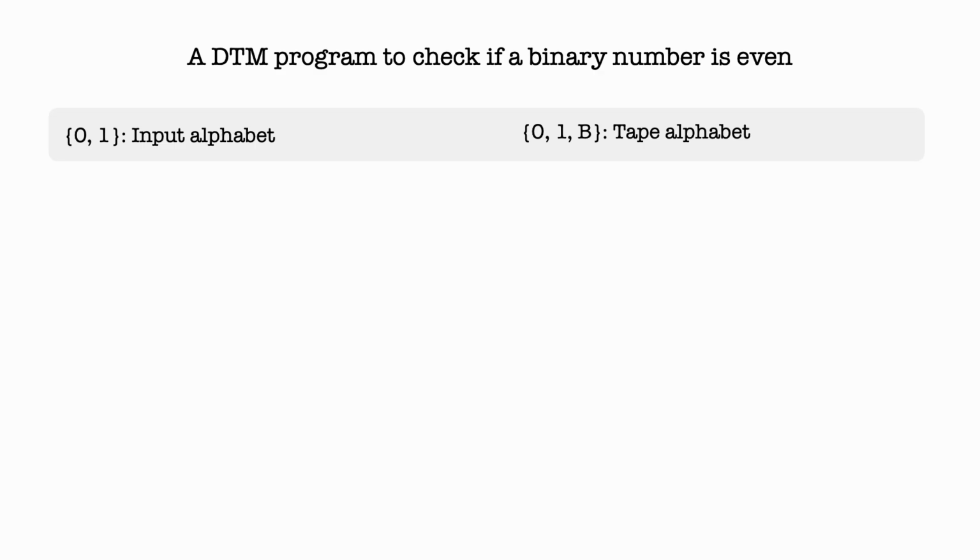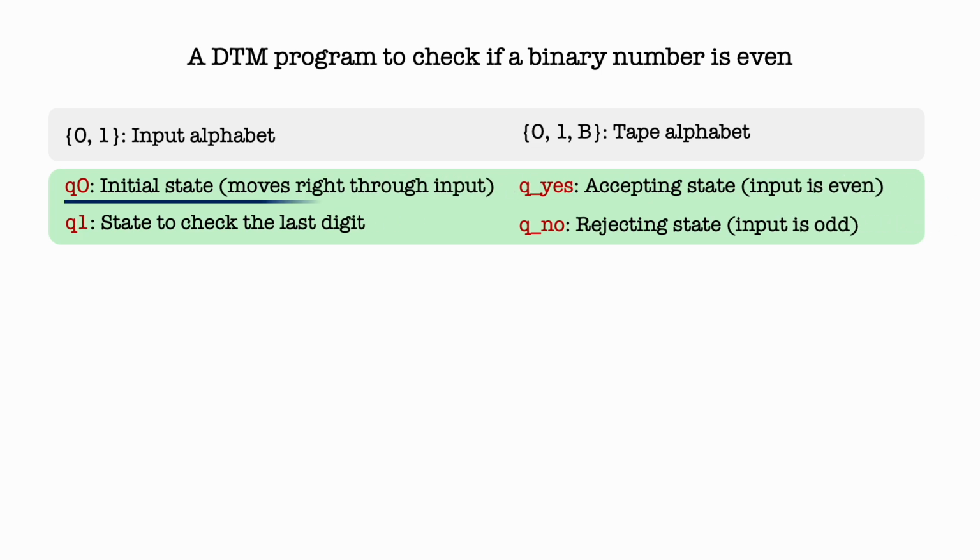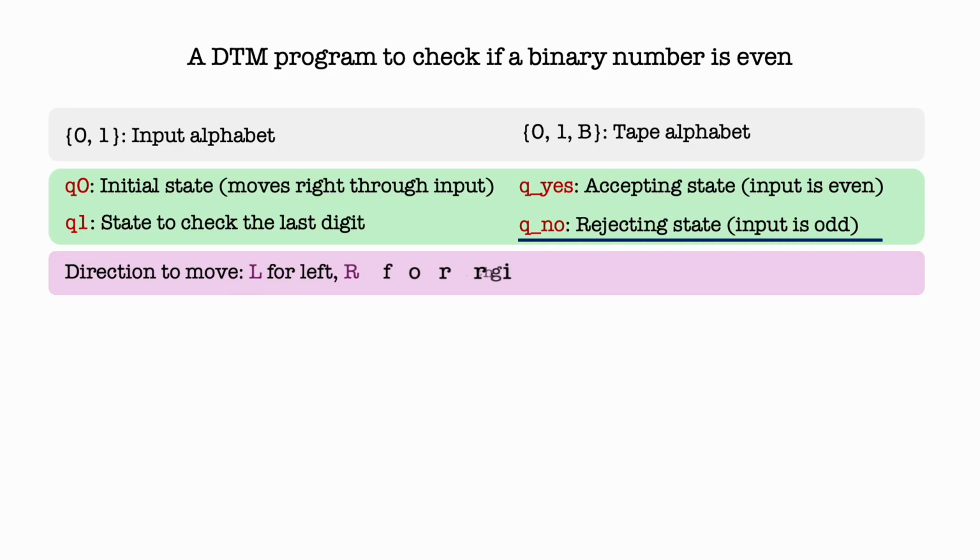The tape alphabet includes the input symbols and the blank symbol B. We define four states. Q0, the initial state used to move right through the input. Q1, the state used to check the last digit. Q yes, the accepting state indicating the last bit is 0. Q no, the rejecting state indicating the last bit is 1. There are three possible head movements: L for left, R for right, S for stay.